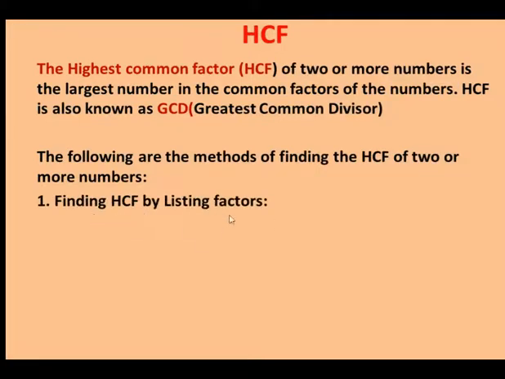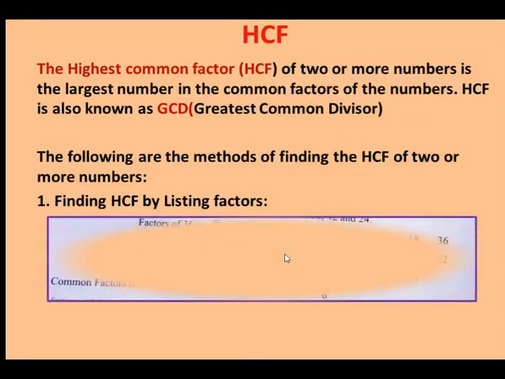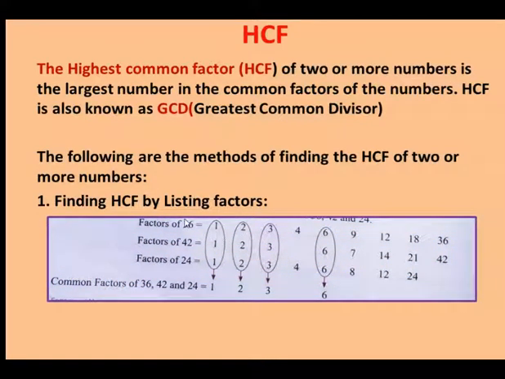So, finding HCF by the listing method. The first one is listing the factors. How do we find the HCF? By listing the factors of the given numbers. Here I have taken an example. We have taken three numbers: 36, 42 and 24. Factors of 36, you can see here: 1, 2, 3, 4, 6, 9, 12, 18, 36. In the same way, we have taken the factors of 42 and the factors of 24.